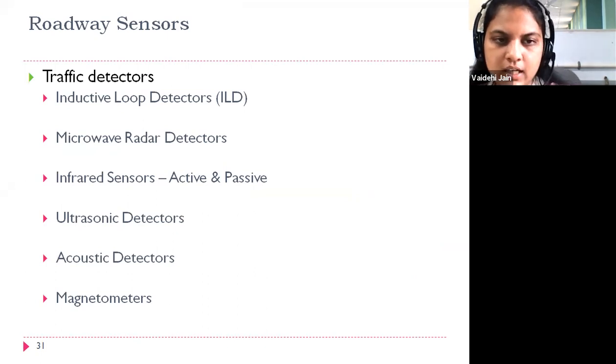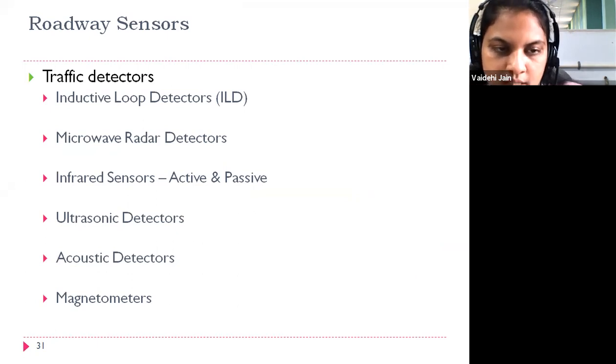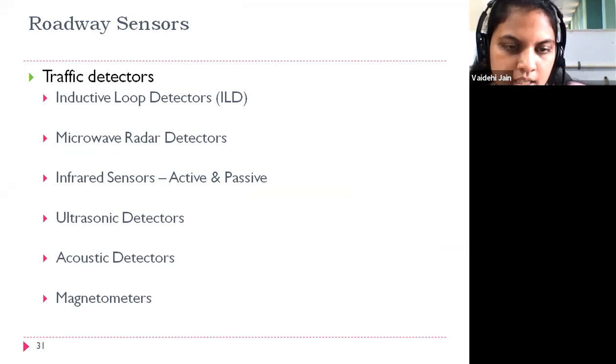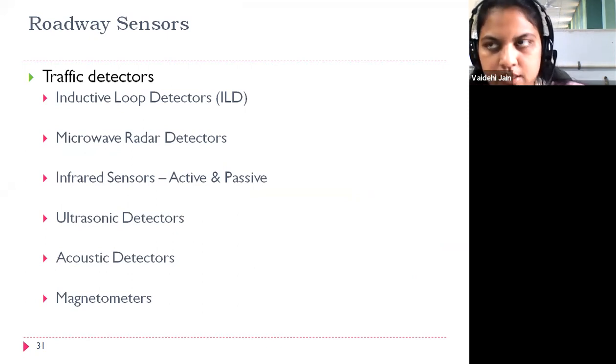The ILD is widely used, but microwave radar detectors are more useful than the ILD. Why is it so? The microwave radar detectors are not beneath the pavement. The ILD is beneath the pavement.